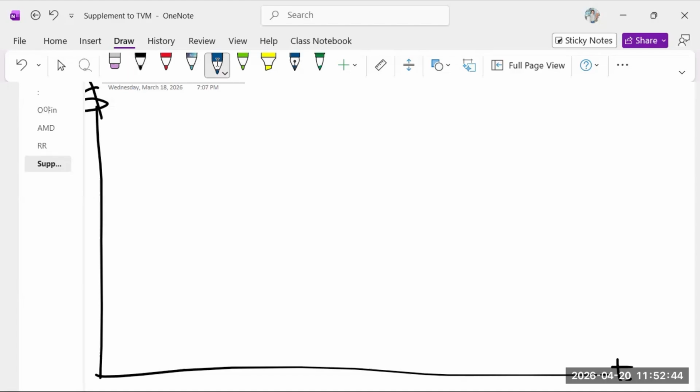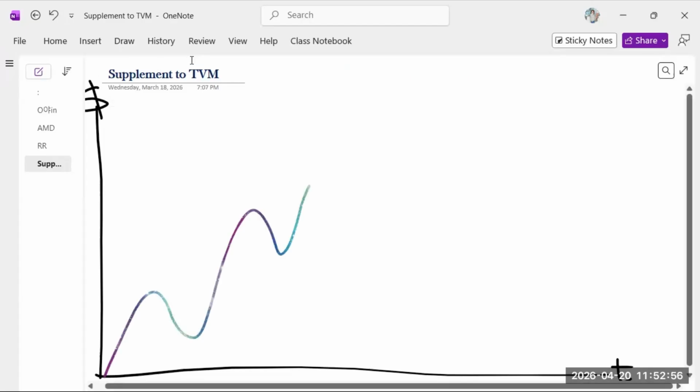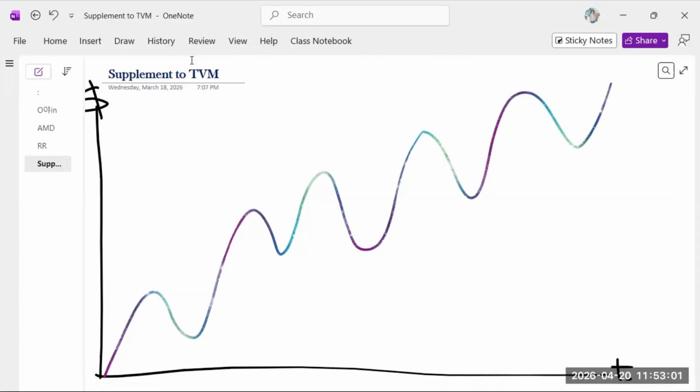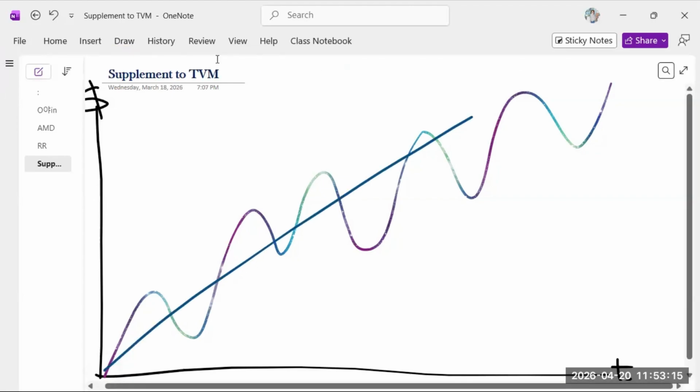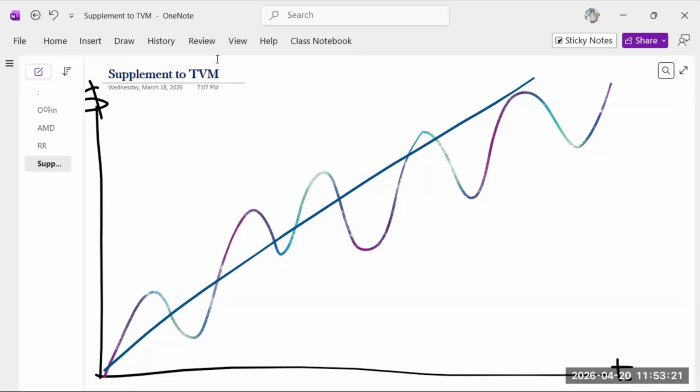Most commonly, growth can be erratic or irregular. But if it is growth, overall you can identify some linear trend line, like this. That's growth, and this type of growth is linear.